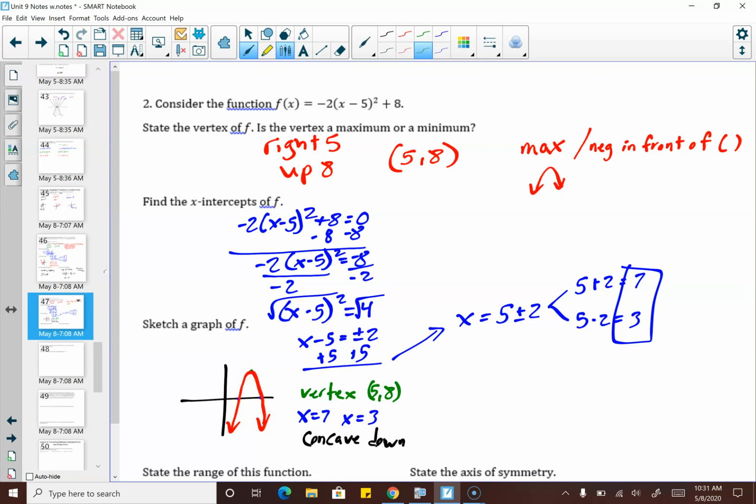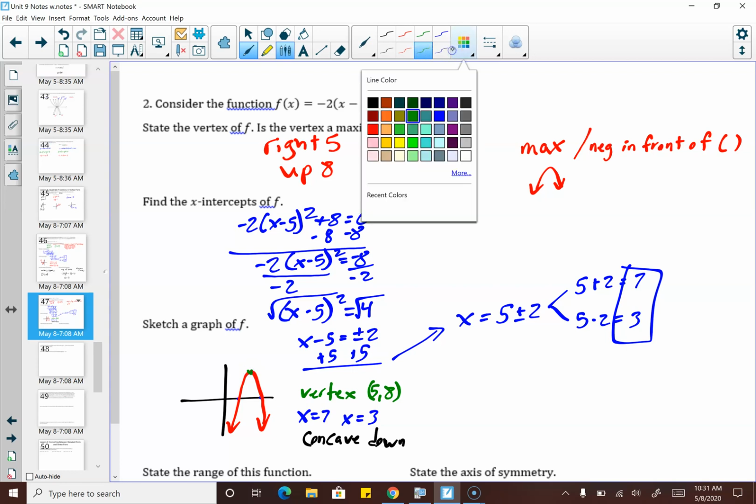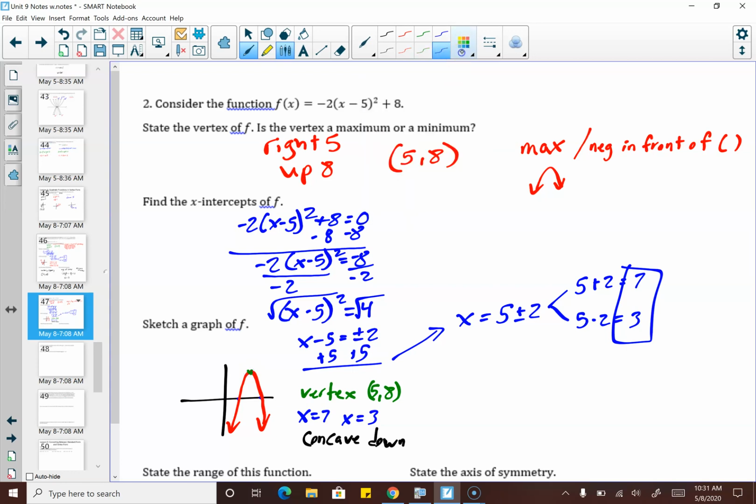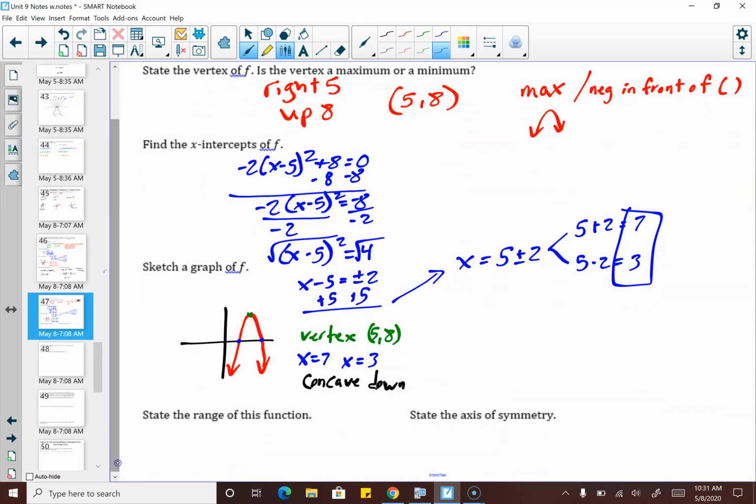I'll just re-highlight these points again. The greens are the vertex, and the blue are our two zeros. Again, this is not an exact graph, just a sketch, but when you have the vertex and your zeros, you can at least sketch a graph for your picture.